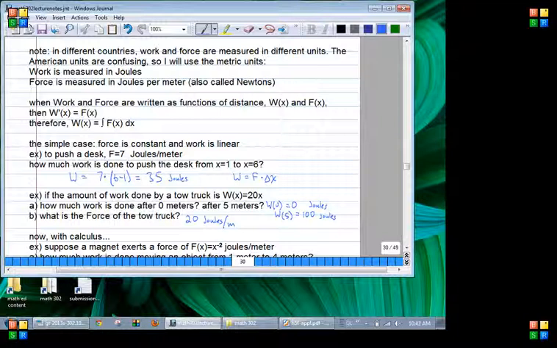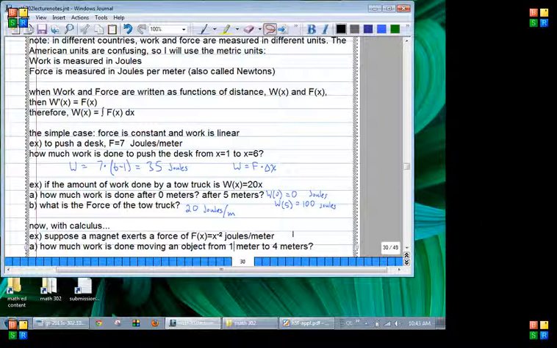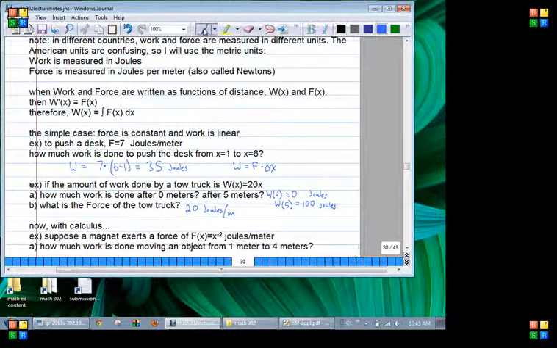Suppose a magnet exerts a force of F equals x to the negative 2 joules per meter. How much work is done moving an object from 1 meter to 4 meters?